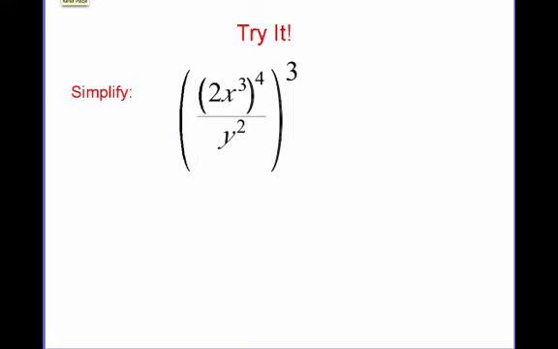So your try it problem for tonight. It's a little bit complicated. I've got 2x cubed to the 4th divided by y squared, and that entire thing cubed. So to get you started, first do this product to a power, and then do the quotient to the power.